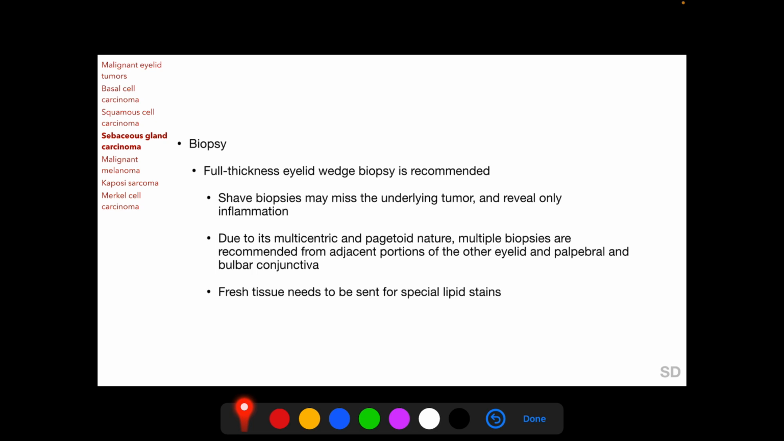Suspicion of sebaceous gland carcinoma demands a full thickness eyelid wedge biopsy. Shaved biopsies may miss the underlying tumor and reveal only inflammation and should not be done. Due to its multicentric and pagetoid spread, multiple biopsies are recommended from adjacent portions of the other eyelid and palpebral and bulbar conjunctiva, and fresh tissue needs to be sent to the pathology laboratory for special lipid stains.